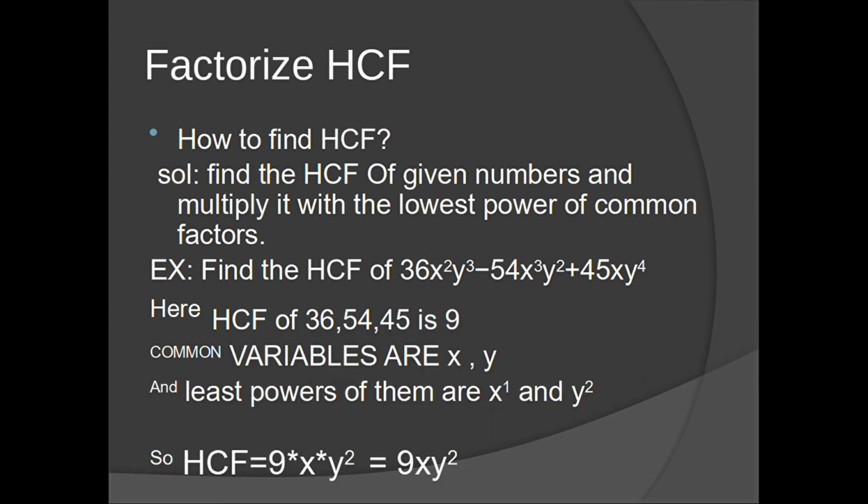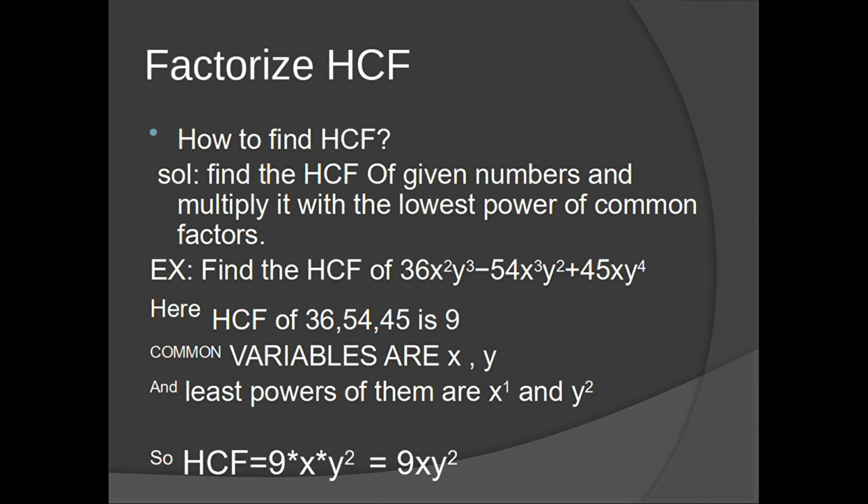Here I have an expression that is 6x square y cube minus 54x cube y square plus 45xy to the power 4. So here, what are the numerical coefficients I have? We have 36, 54 and 45. If we check the HCF of these numbers through the long division method or prime factorization method, we'll get the HCF of 36, 54 and 45 as 9.